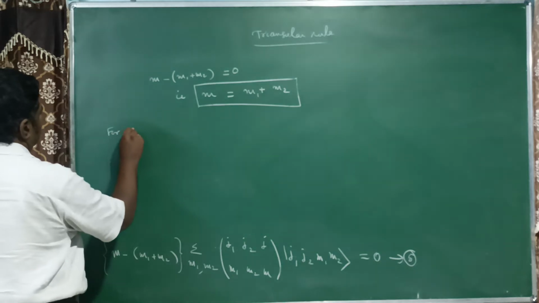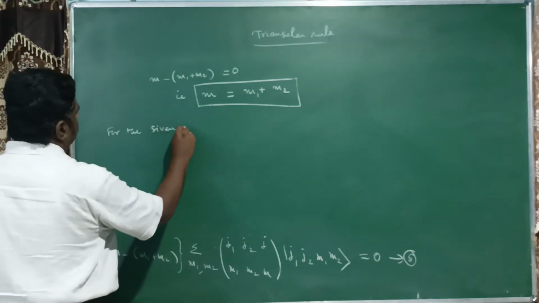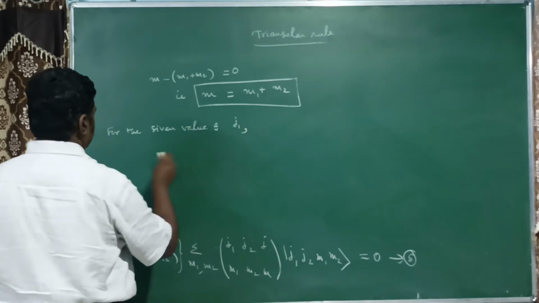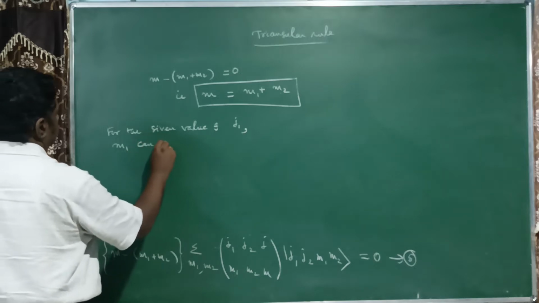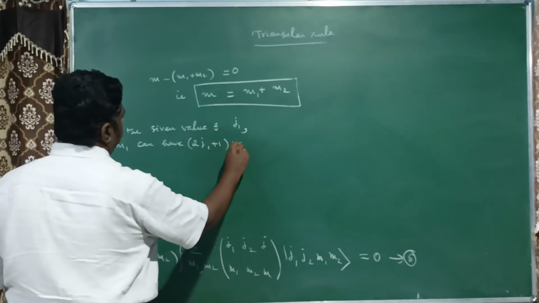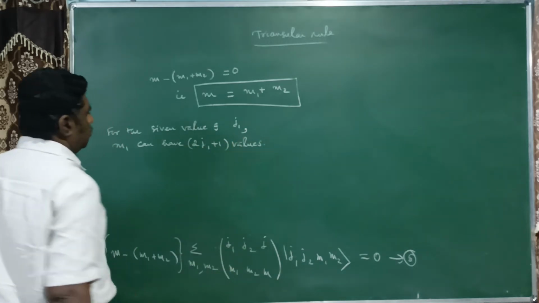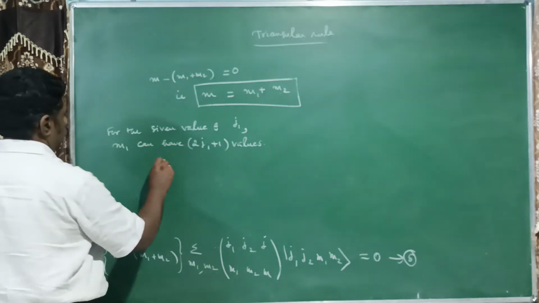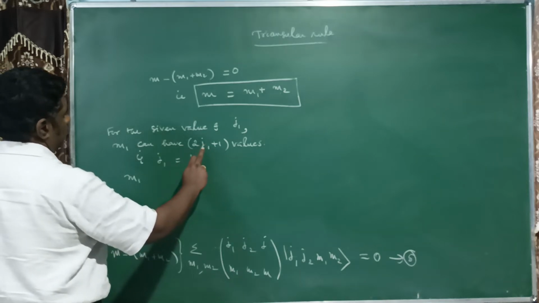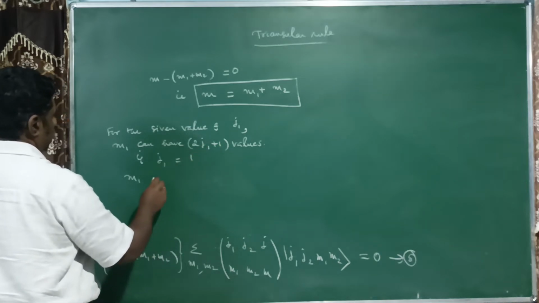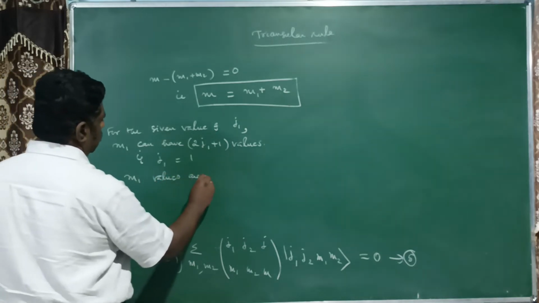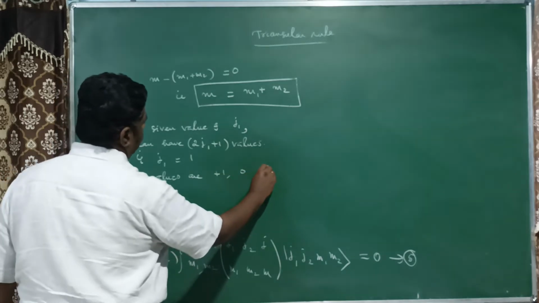For a given value of J1, m1 can have 2J1 plus 1 values. Suppose J1 is equal to 1. If J1 is equal to 1, m1 can have 3 values, 2 into 1 plus 1, 3 values. The m1 values are plus 1, 0, minus 1.